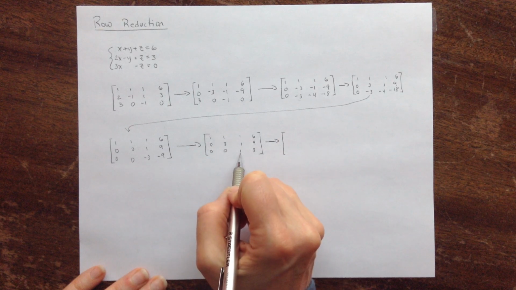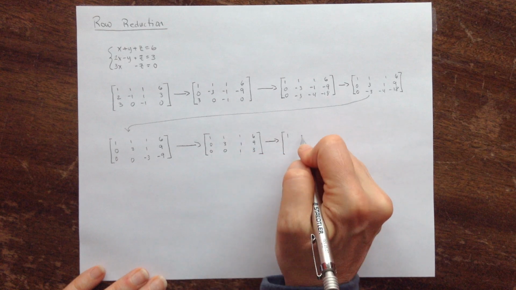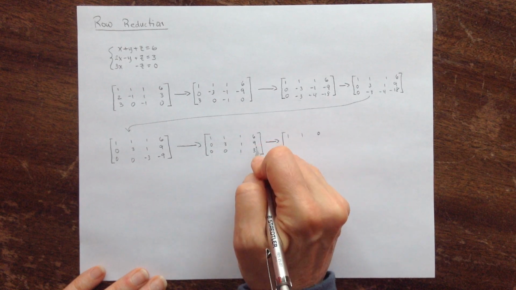So then this row 3 is nice to work with because you have zeros here and here. So if you do this minus this, you get 1. This minus this, you get 1. This minus this, you get 0. This minus this, you get 3.